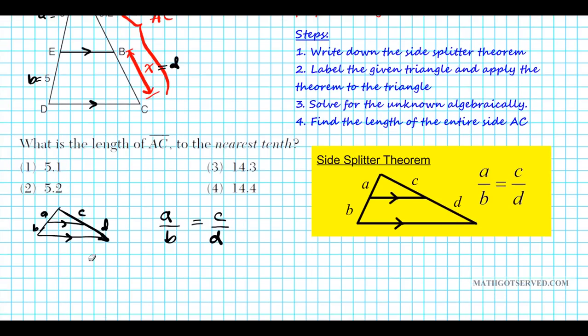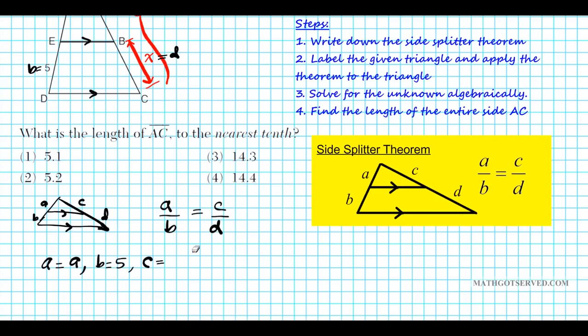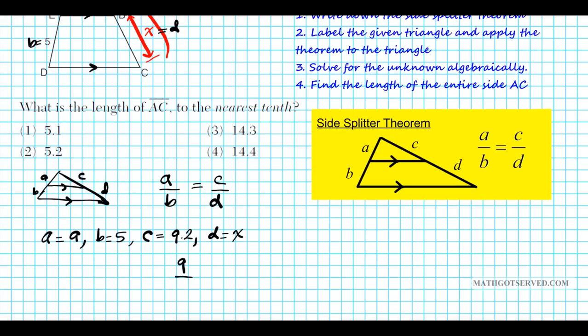Okay, so let's write down all the labels we just did. So A is 9, B is 5, C is 9.2, and D is our unknown. Now, if we apply this side splitter theorem to this triangle, A is going to become 9 over B is 5 equals C, which is 9.2 over D, which is X. So we're done with steps 1 and 2. Now we're going to solve this resulting statement. This ratio, we're going to solve it algebraically.